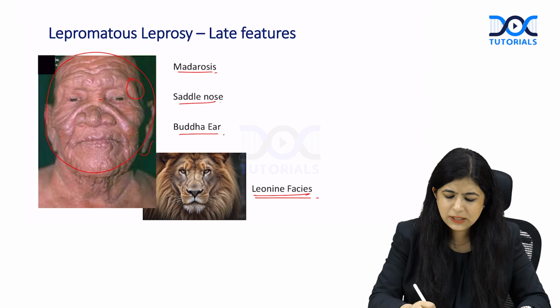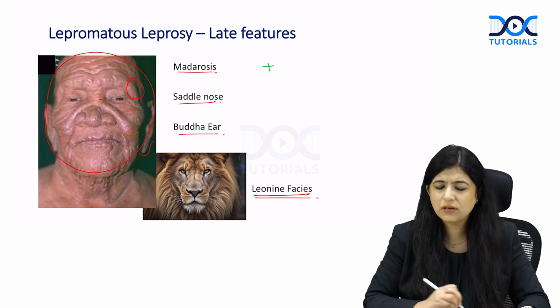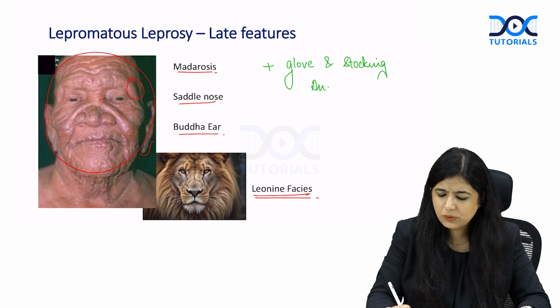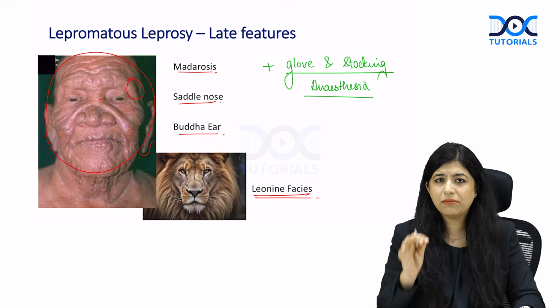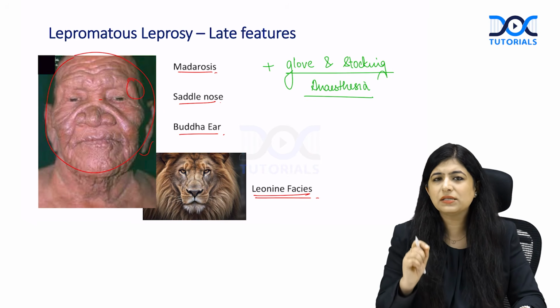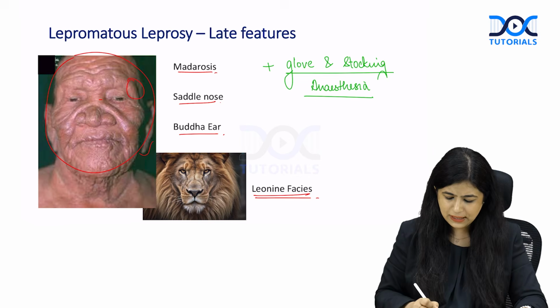And later in the disease, due to diffuse damage to the nerve trunks, patients also develop glove and stocking anesthesia. So leprosy is one of the causes of glove and stocking anesthesia. Remember, there is no lesional sensory loss, but what we see here is glove and stocking anesthesia.